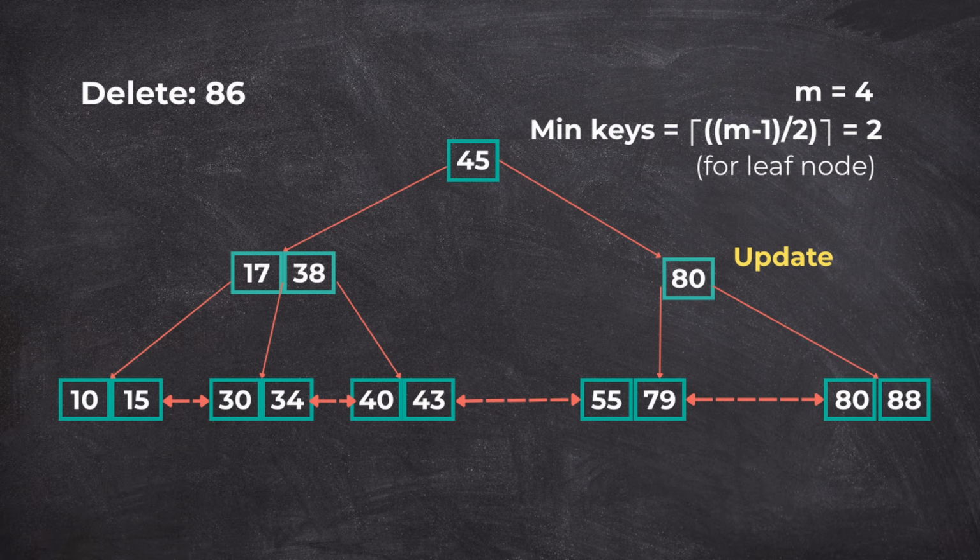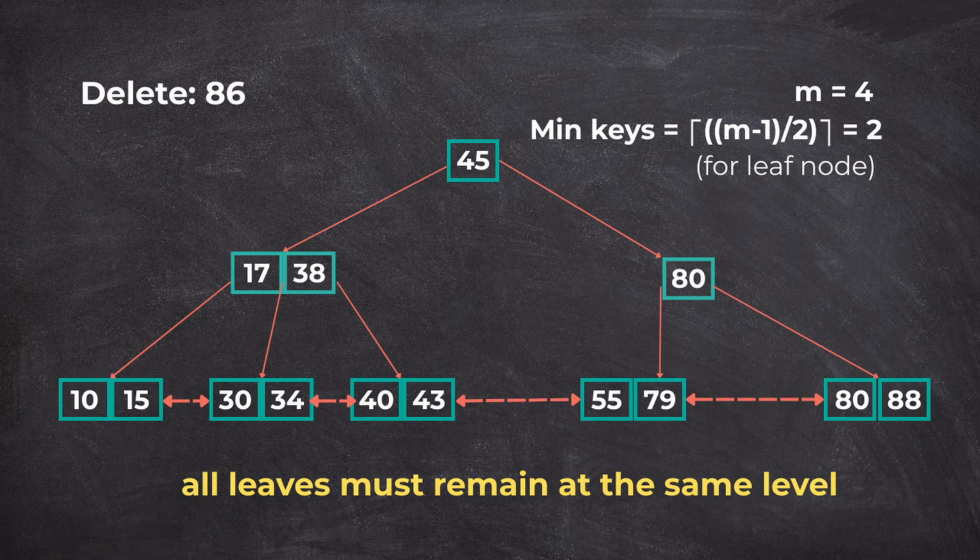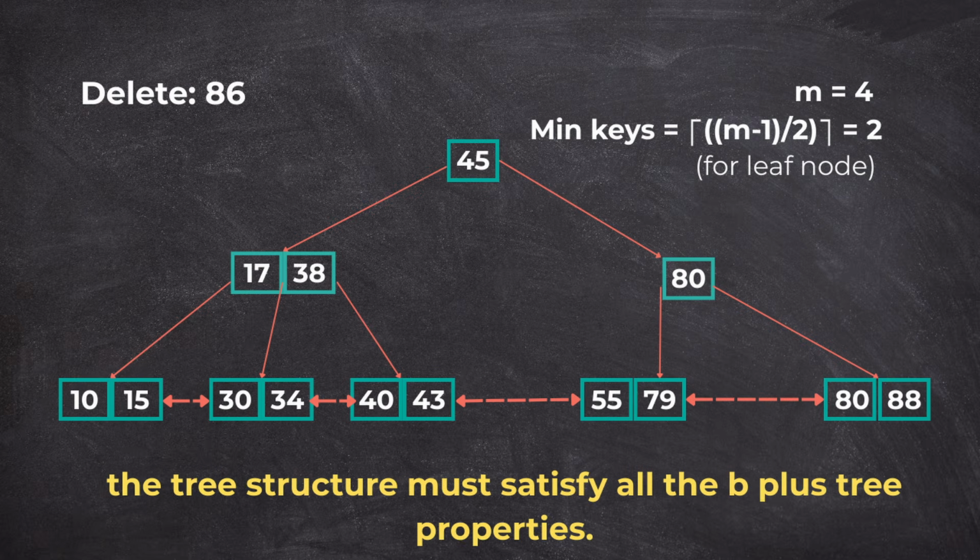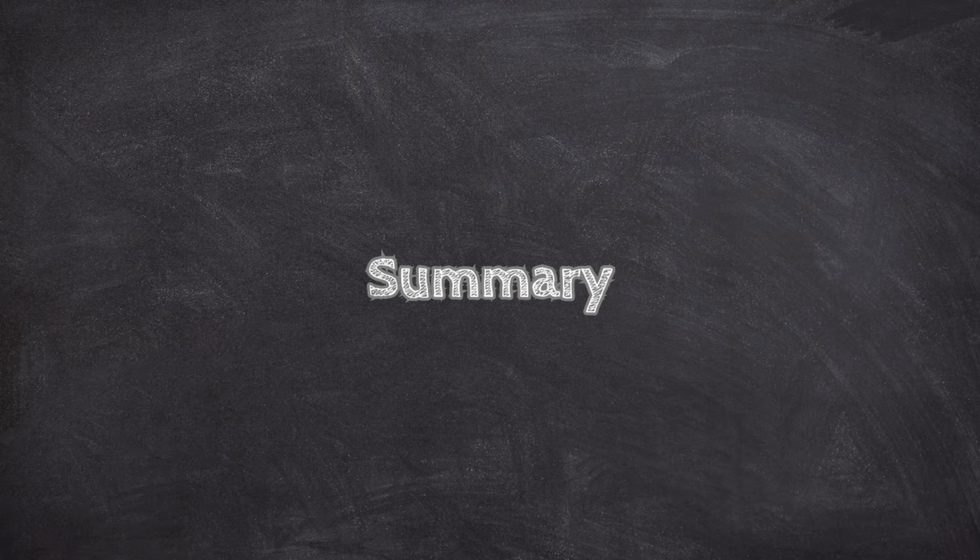The main goal throughout this whole process is to keep the tree balanced. After deletion, all leaves must remain at the same level, and the tree structure must satisfy all the B+ tree properties. Alright, let's wrap this up with the key takeaways.